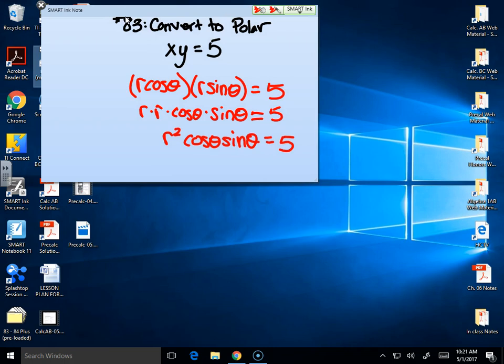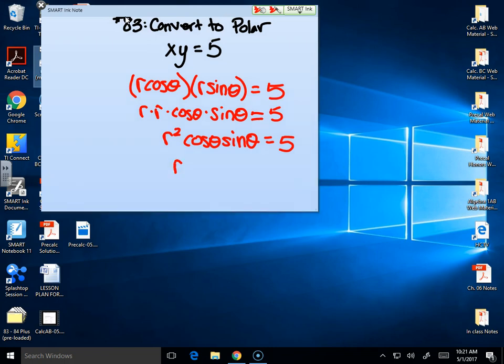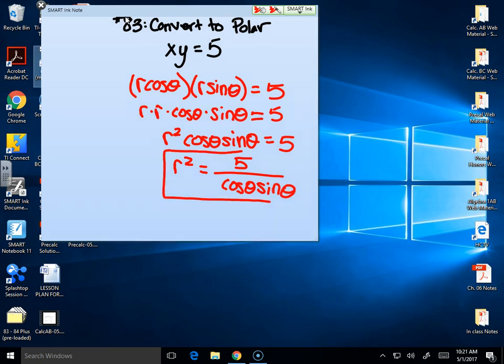Usually in polar, we get the r's on their own because it's like getting y by itself. Y equals f of x, r equals f of theta. It's just a thing. So I would probably keep the r's on the left. Have to divide by cosine and sine. That is one way of doing it.